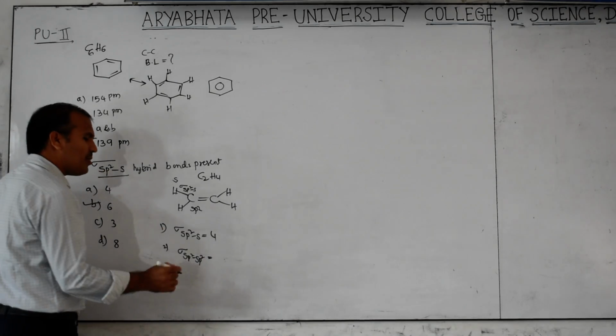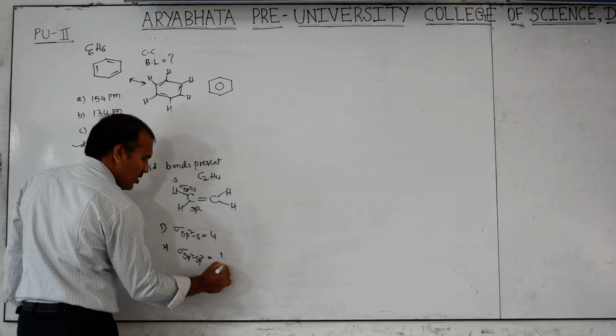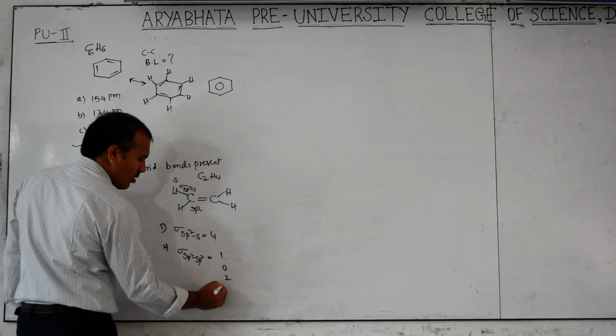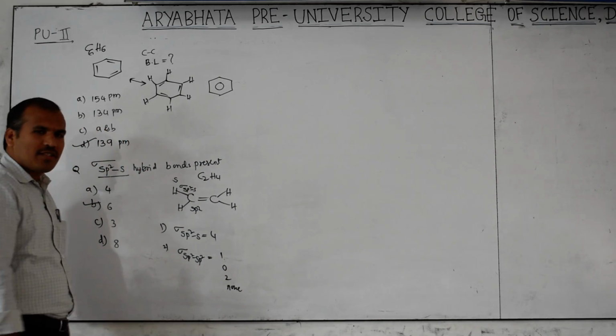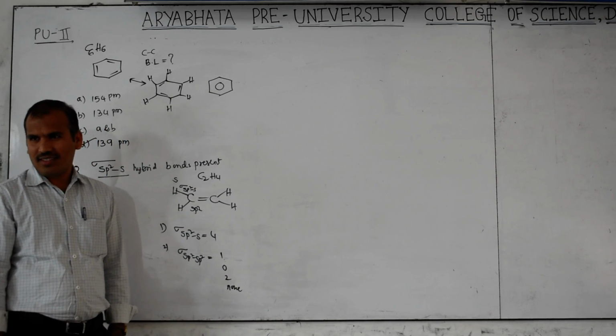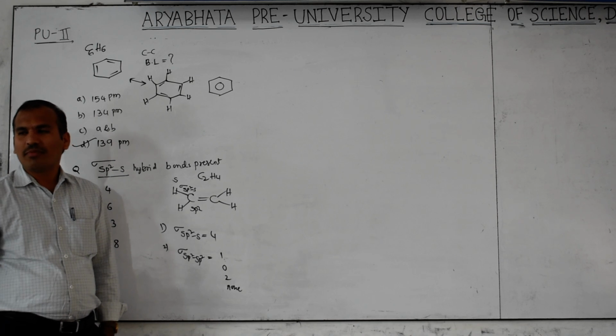See, options I will give here: 1, 0, 2 and D, none. If these options are here, then what will you answer? Somebody says 0, somebody says something else?